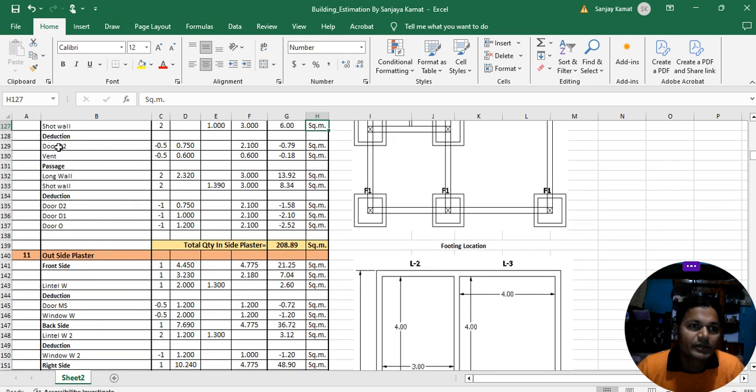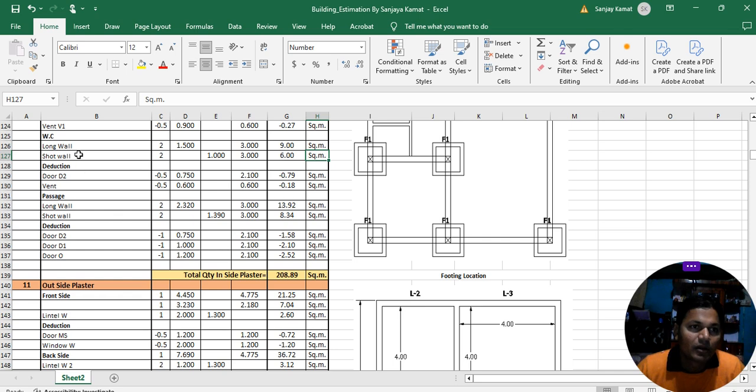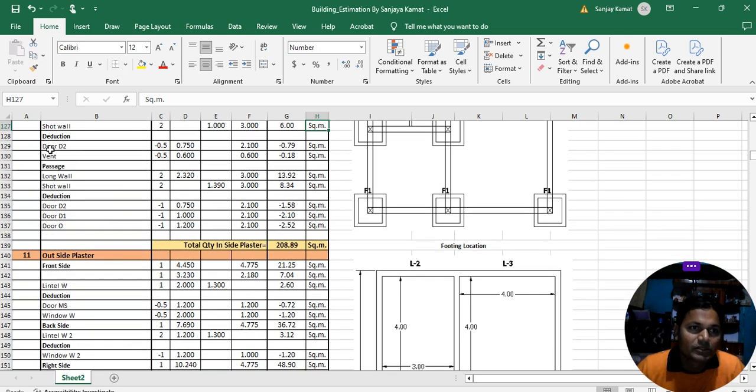Similarly, do the deduction for the center wall, where we have to deduct door D2 and ventilation. For door D2 you will get minus 0.79, after calculating with the length and thickness. Here for ventilation also, knowing the number, thickness and length, you will get the volume, and the area will be minus 0.18 square meter.